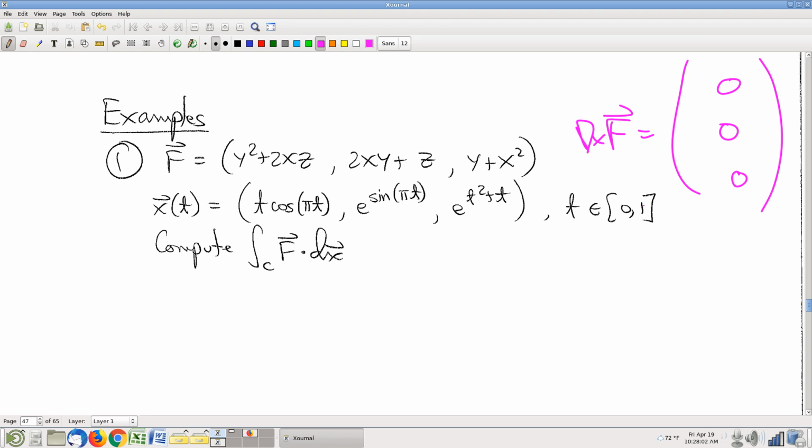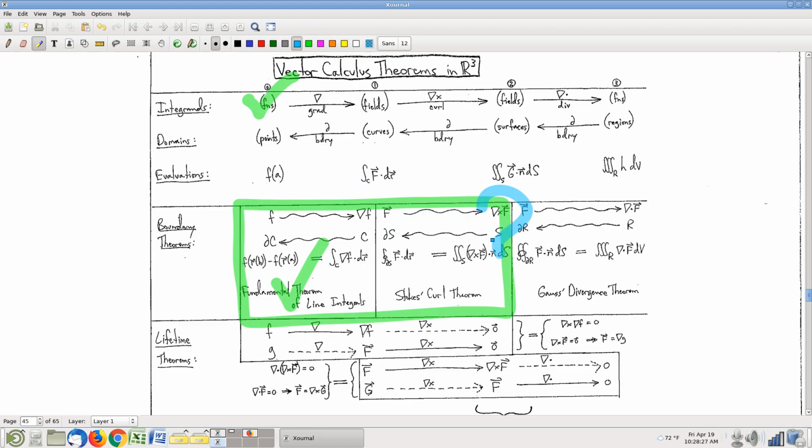Just take 0, plug it in, see what you get. Take 1, plug it in, see what you get, and compare. Are those the same point? Are they not the same point? It's easy to see just by looking at that coordinate right there. They're clearly not the same point. They have different z coordinates at a glance. So this is not a closed curve. Therefore, this curve is not a boundary of a surface, and therefore, Stokes' curl theorem is not on the table. Everybody see how we're going about this? Okay.